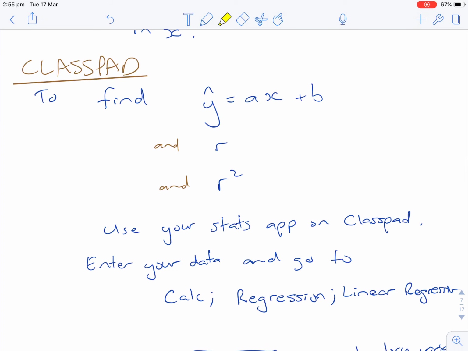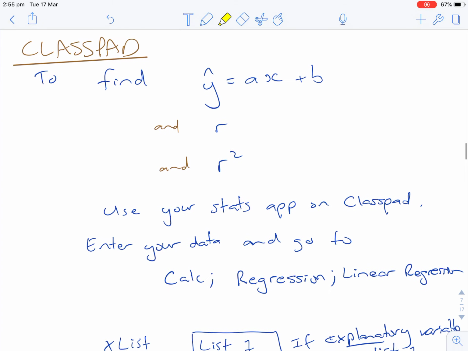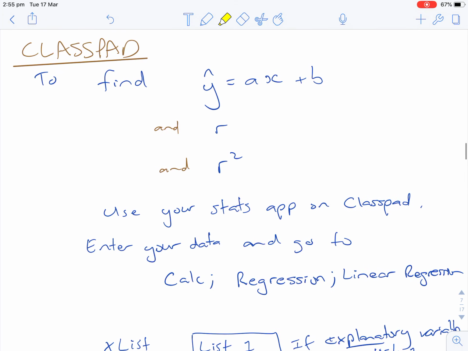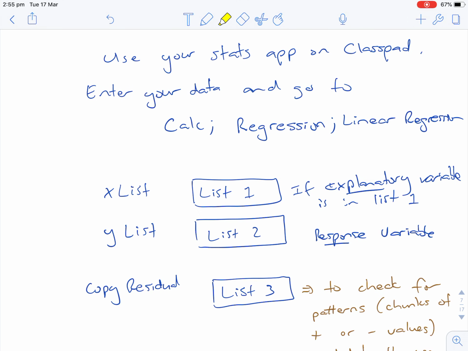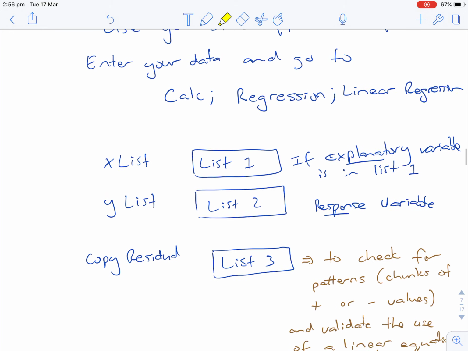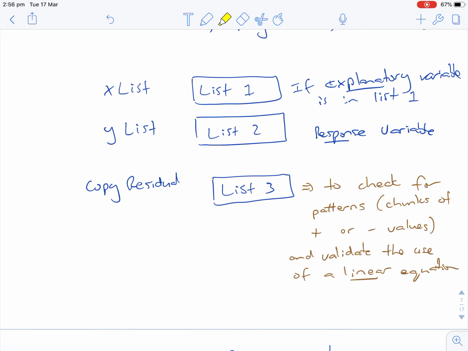Now to get this regression equation, so to get your least squares regression line or your regression equation or your line of best fit, they can call it any of those things, and to get R and R squared, what you're going to be doing is running a regression on your stats app. So using your stats app on ClassPad, you would enter your data. We're going to do an example in a minute. And then you'd go to calculate regression, linear regression. It'll come up with a little box asking you for your X list and your Y list.